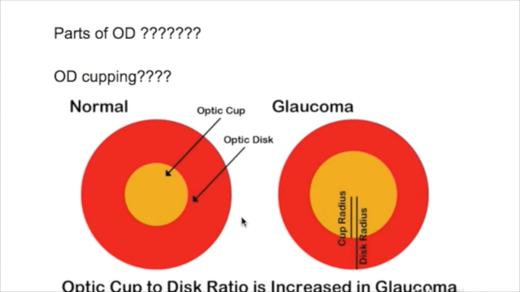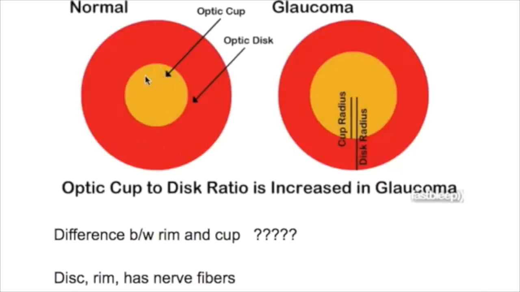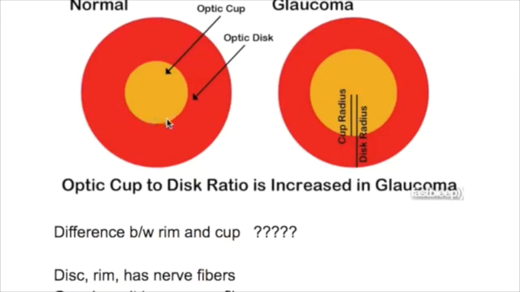What are the parts of the optic disc and what's optic disc cupping? There are two parts, the optic cup and the optic disc. The cup is in the center. So what's the difference between the optic cup and optic disc? The optic cup does not have nerve fibers in it, whereas the optic rim has nerve fibers, the neuroretinal tissue.